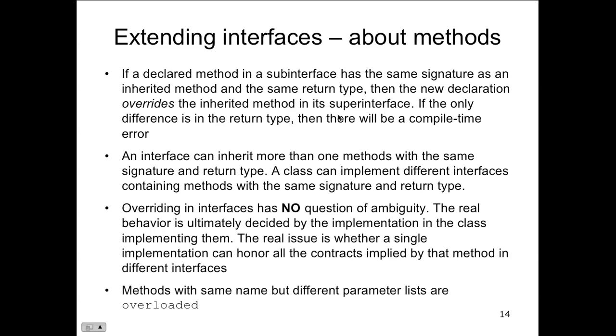So it doesn't treat data members the same as member functions. Member functions are overridden, data members are hidden, because the data members are needed for the implementations of the member functions, and they're of a slightly different nature for their use. We're going to get a compile time error, it won't allow anything outside of an override. We can't overload it. So an interface can inherit more than one method with the same signature and return type. The class can implement the different interfaces containing the method with the same signature and the same return type.